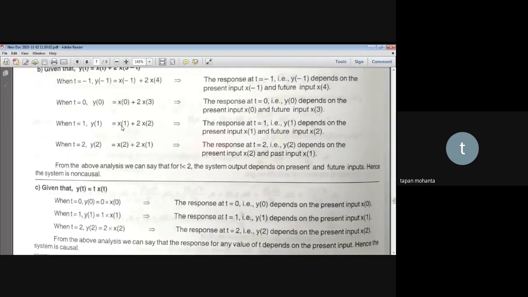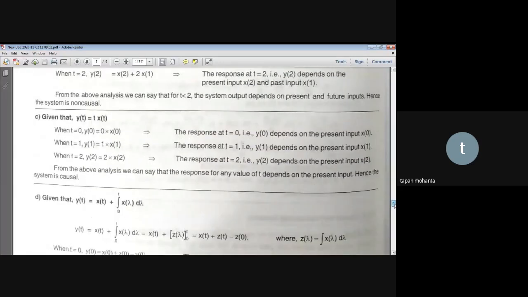Okay, so now come to the third one. Here there is no 3 term, so that's why we use 0, then 1, then t equals 2. When we use t, the output response depends only on the present input. At t equals 1, the output response is the present input, then at t equals 2, the output response is the present input. So obviously we can tell this one is a causal system. The future term does not come. So according to that, we can tell that this system is known as a causal system.